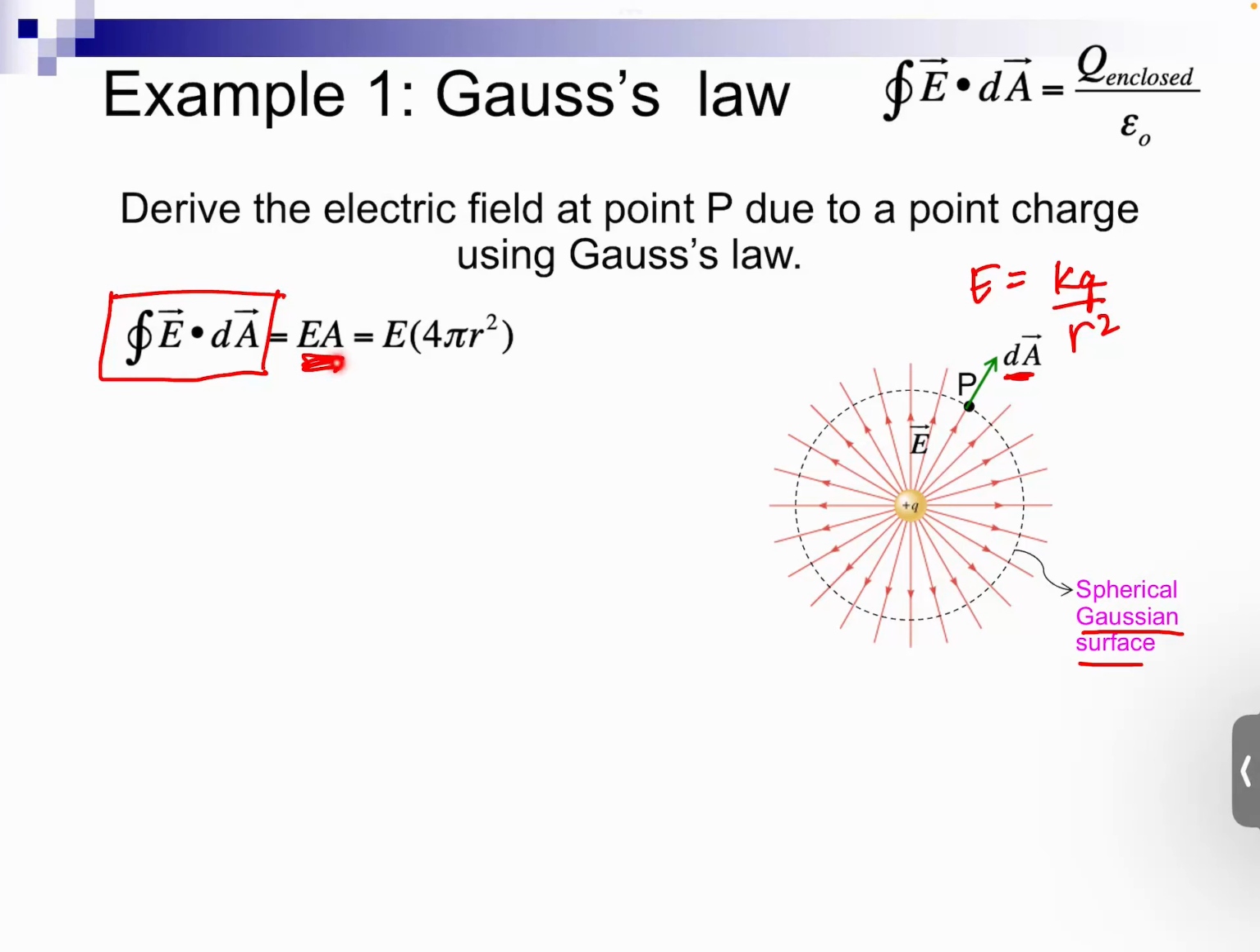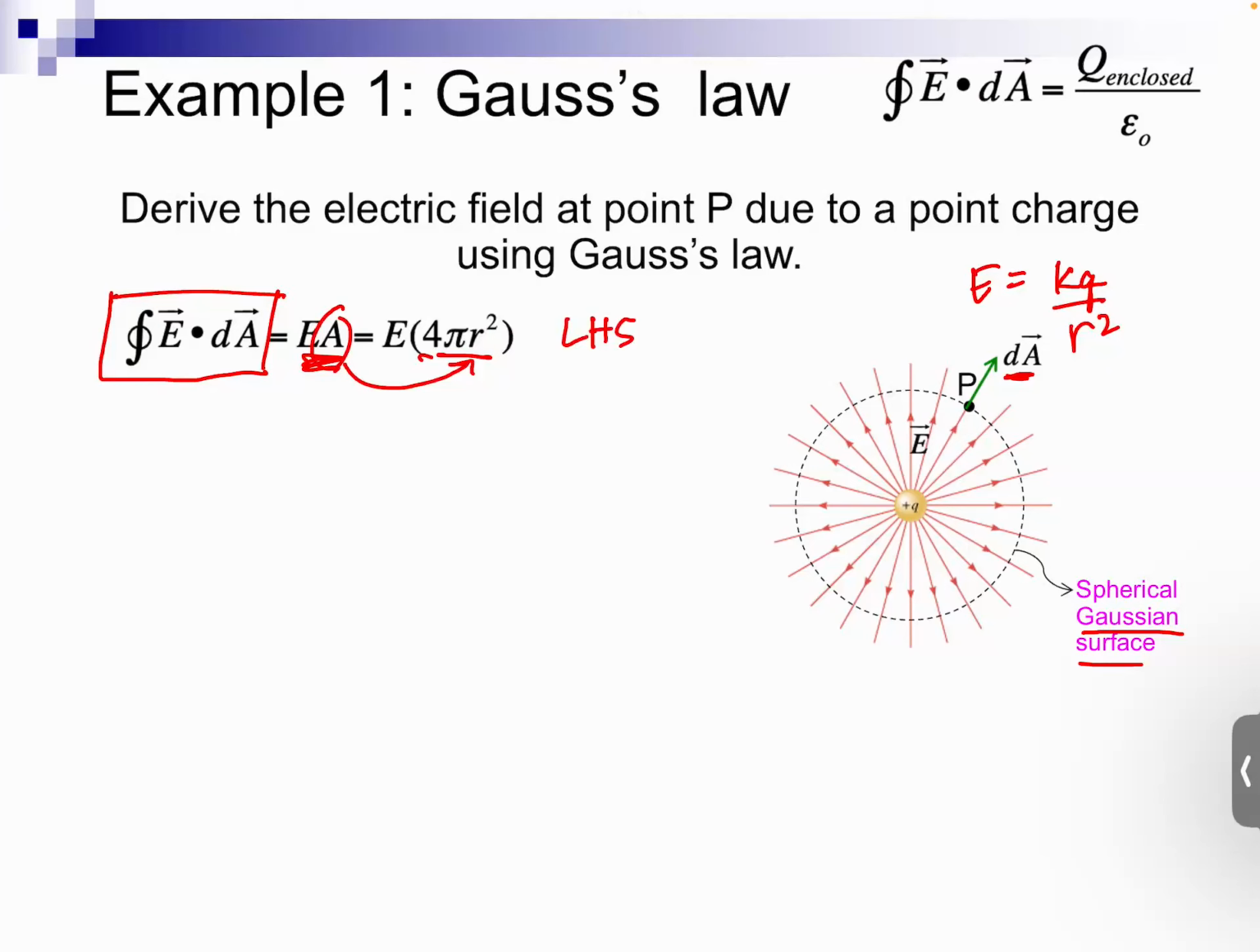A is the area of the surface that you've chosen to enclose the charge. We've chosen here a spherical surface, and the surface area of a sphere is 4 pi r squared, and hence the area is equal to 4 pi r squared. R is an arbitrary radius of the sphere you've chosen. So this is the left hand side of Gauss's law.